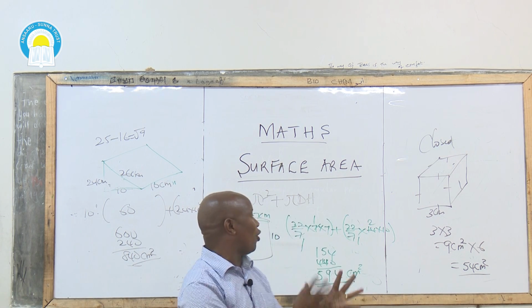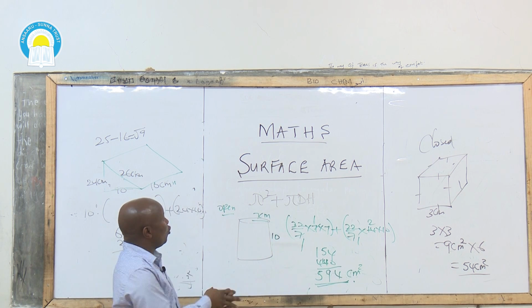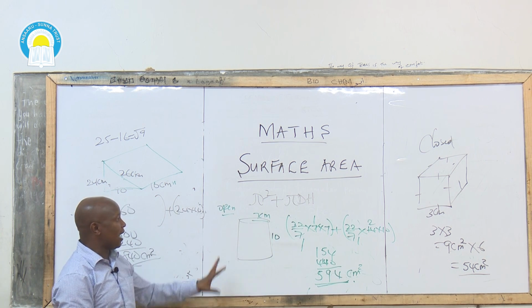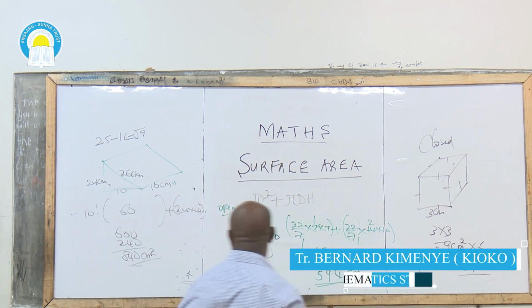I've said if it is closed now, the formula will change. You'll only add 2 at the beginning. It will be now 2πr squared plus πdh.